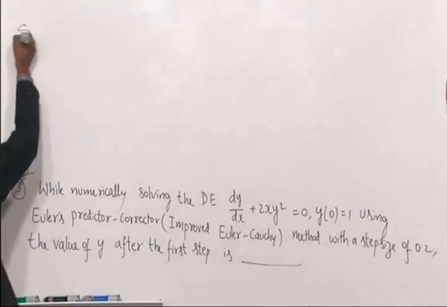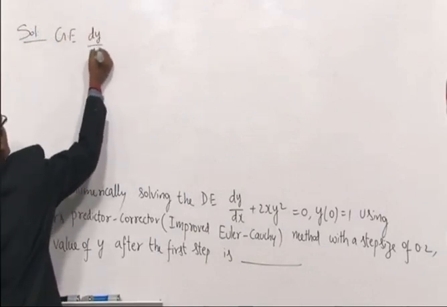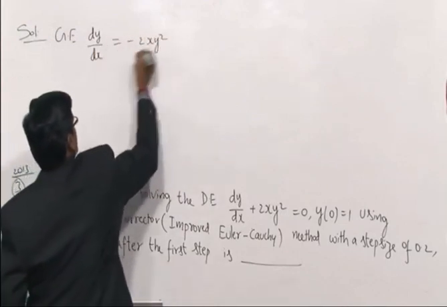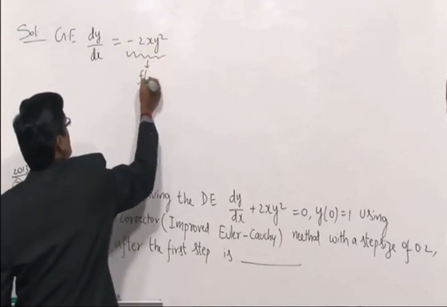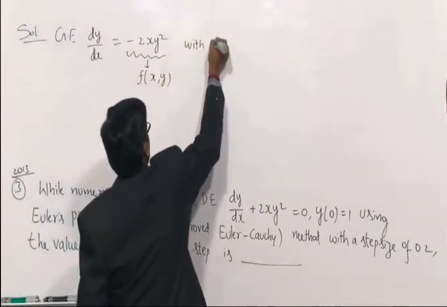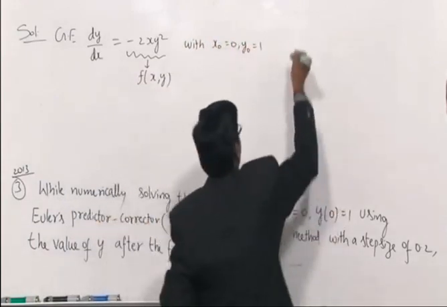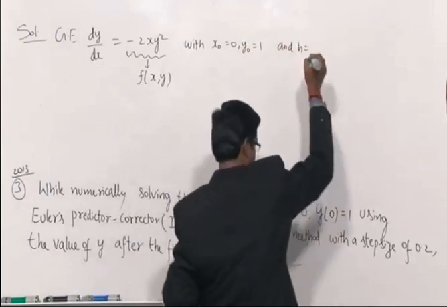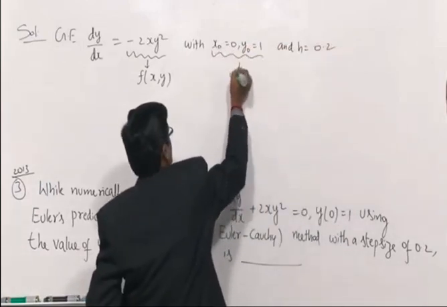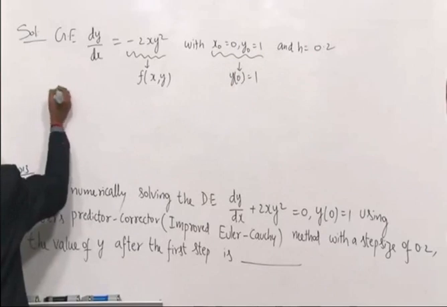Solution. I am going to write directly the given equation in standard form, that is sending 2xy square to the right side becomes minus 2xy square. So this is our f of x comma y, with initial values x0 0, y0 1, because y of 0 is 1, and step size is also given, how much? 0.2. These two conditions, starting values of x and y, can be given in the form of y of 0 is equal to 1.